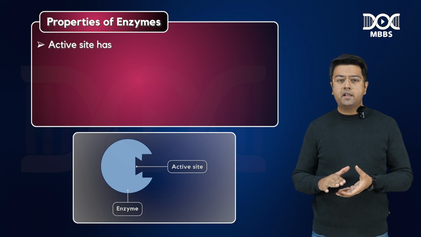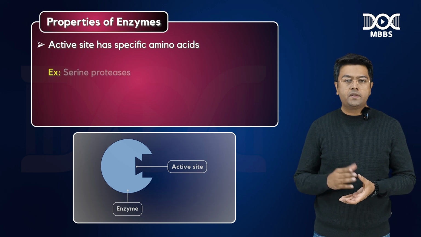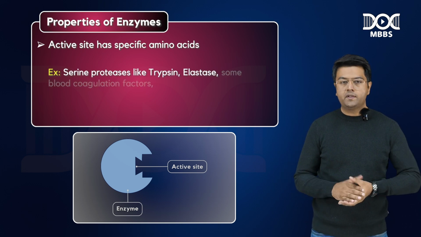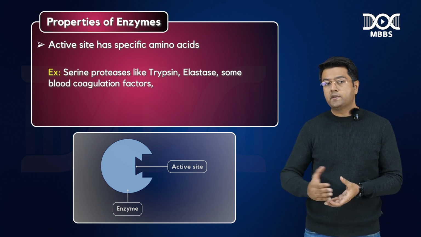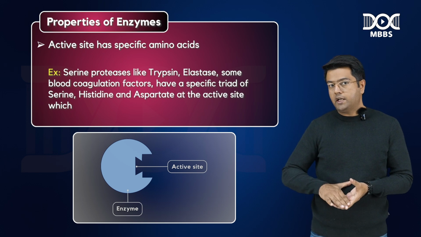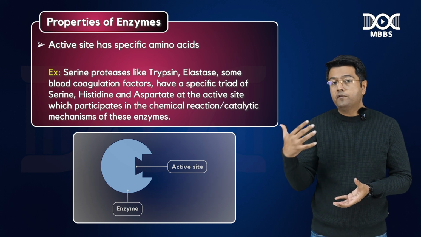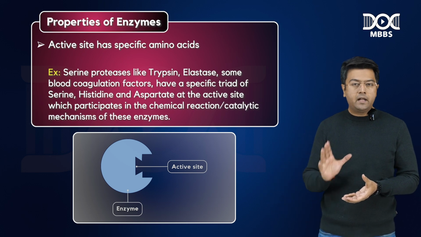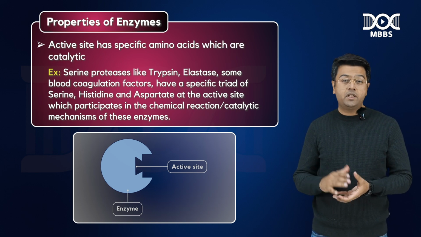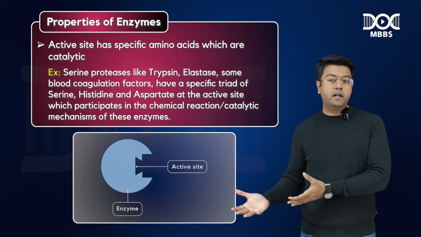Now, let's talk about the basic properties of the active site. Because the active site has specific amino acids present in it. For example, we have a group of enzymes called serine proteases, like trypsin and elastase. Some blood coagulation factors are also serine proteases. They have a specific triad of serine, histidine, and aspartate at the active site, which participates in the catalytic mechanisms of these enzymes. So the active site has specific catalytic amino acids which help in speeding up the reaction.